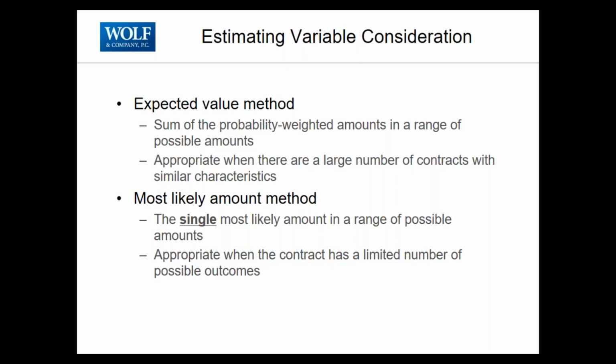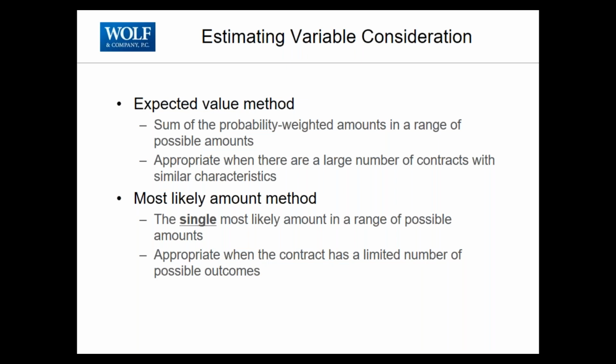Other things to keep in mind: the contracts don't have to be completely homogeneous. Just the elements that are actually creating the variability. So if you have one term in your contract that's creating variability, even if that term spans a couple of different contract types, as long as the attribute that's creating the variability is the same, then you may be able to apply the expected value method.